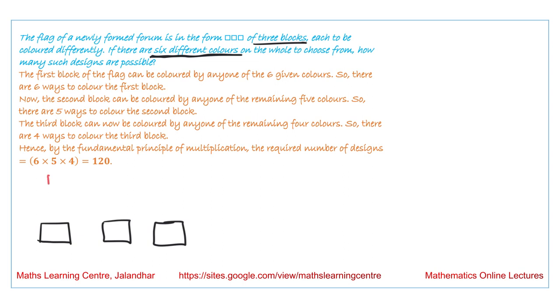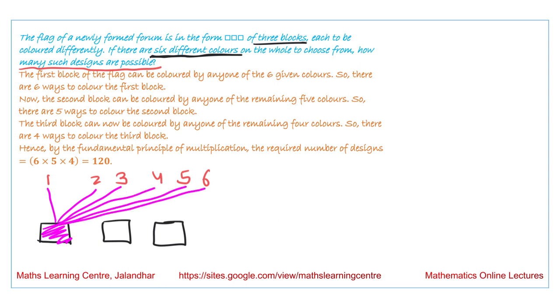We have 6 colors, 1, 2, 3, 4, 5 and 6, to choose from. So how many such designs are possible? To color this first block, any one of these 6 colors can be used. So to color this one, there are 6 options for the color.